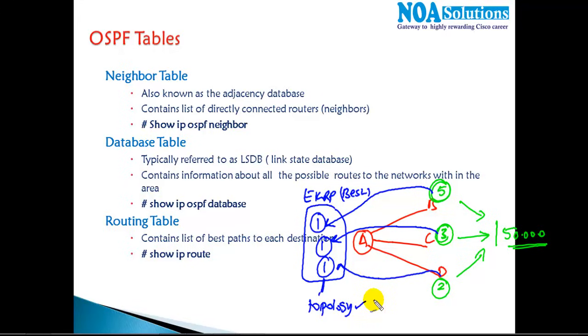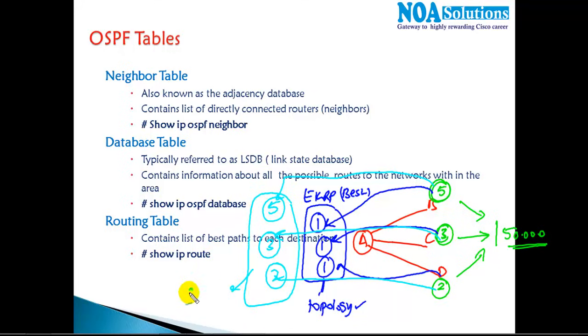So the difference between your EIGRP topology table and the OSPF database table is, in this scenario, when this router is sending, the neighbor has to exchange all the 5 routes, and here also the neighbor has to exchange all the 3 possible routes, and this neighbor has to exchange all the 2 possible routes, and all this is going to be maintained in the OSPF database table. Now the OSPF database table is going to maintain all this information, each and every possible route.